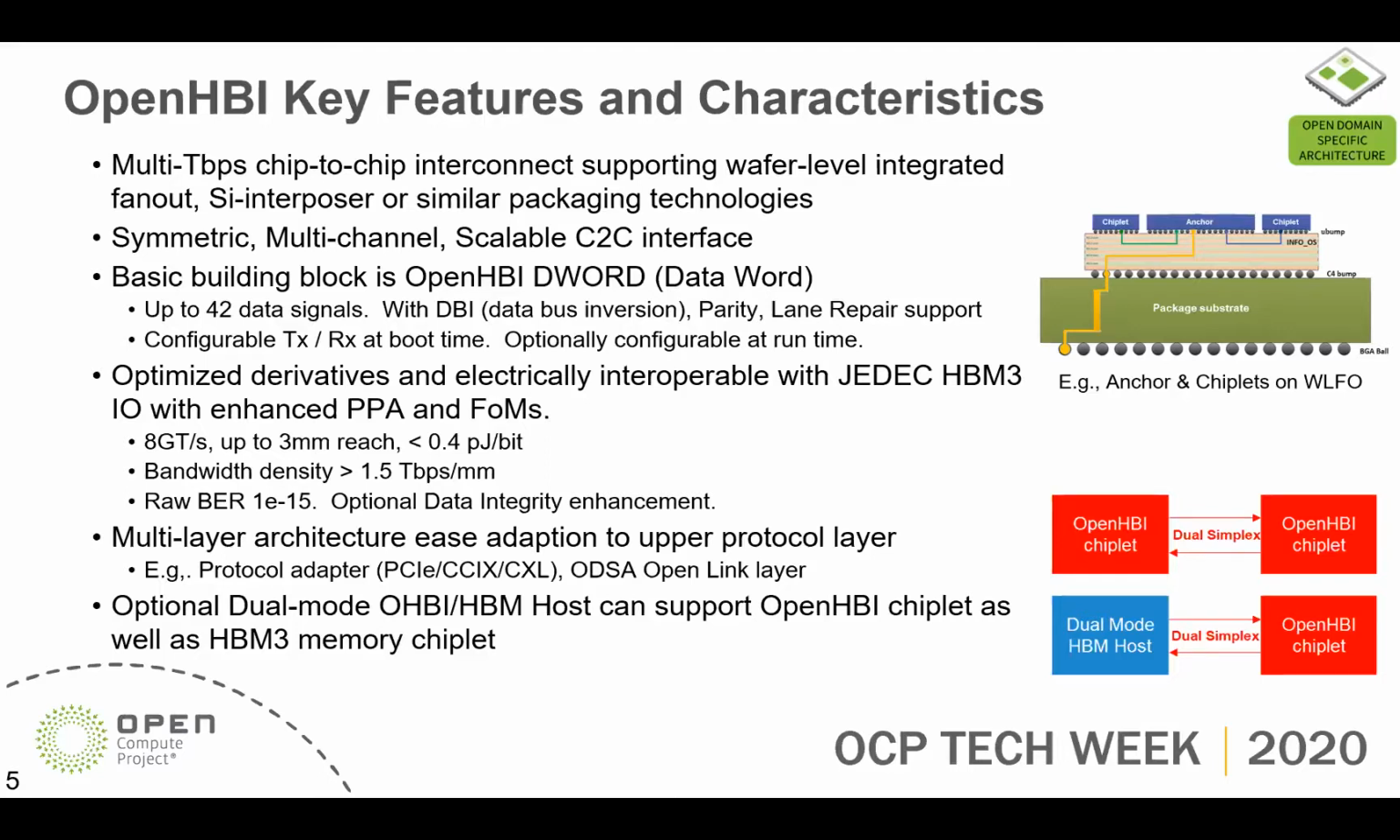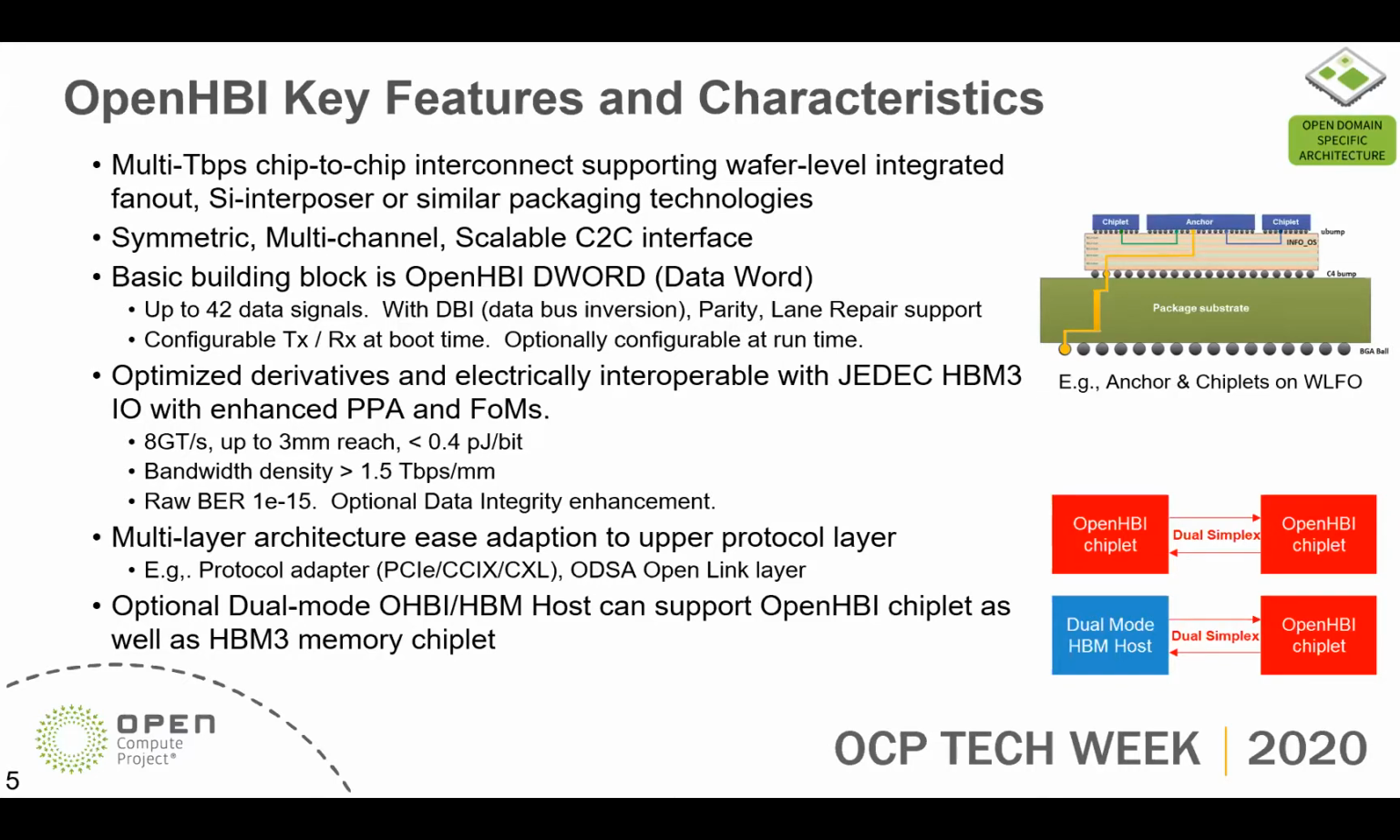end-to-end protocol works. The basic building block of OpenHBI we call the D word, or data word. A design can scale by as many D word channels as necessary to meet the use case requirements. Each D word has a total of 48 signals, with up to 42 of them data signals, with clocks and optional data bus inversion for lower energy per bit, and then parity and repair support as additional signals. There are also different modes and configurations that allow use of the signals.